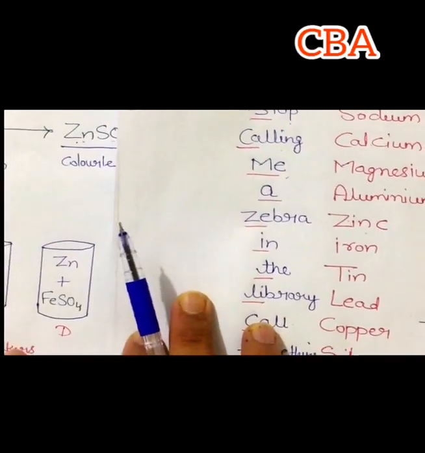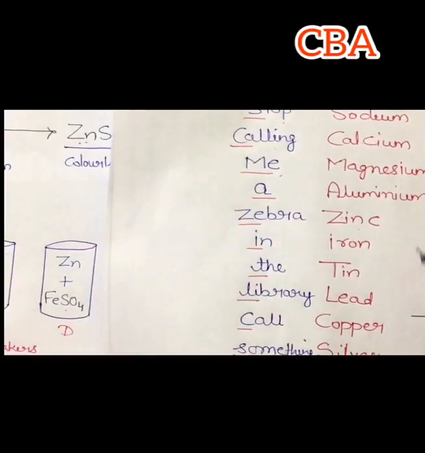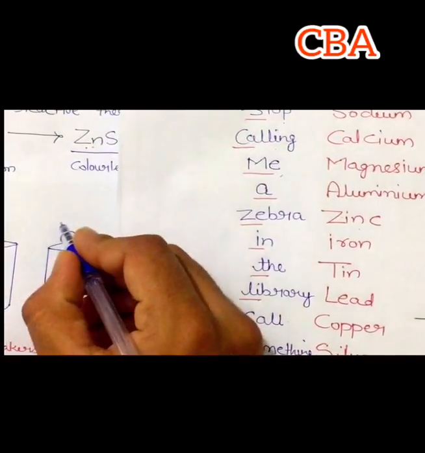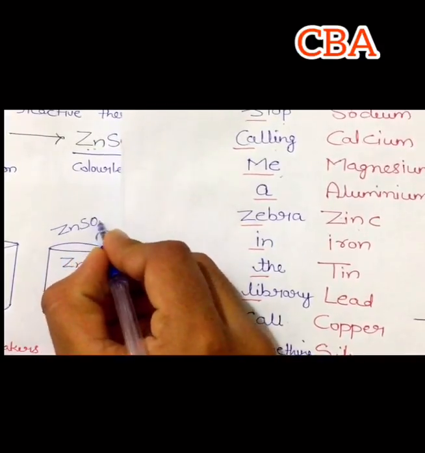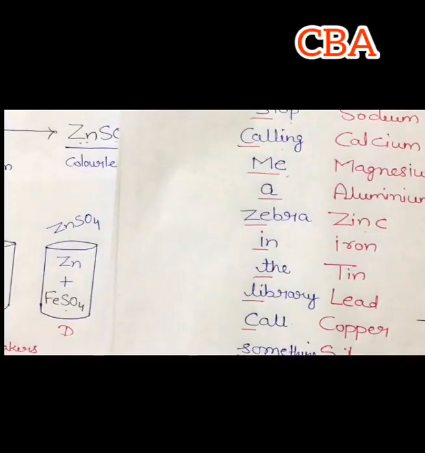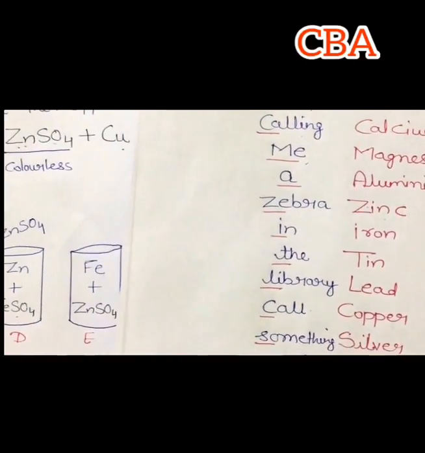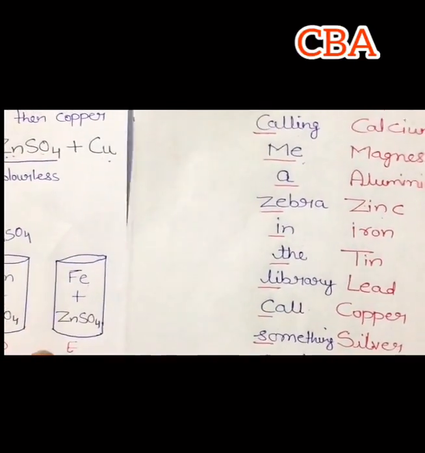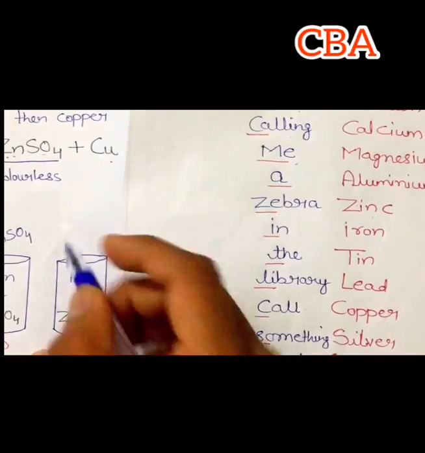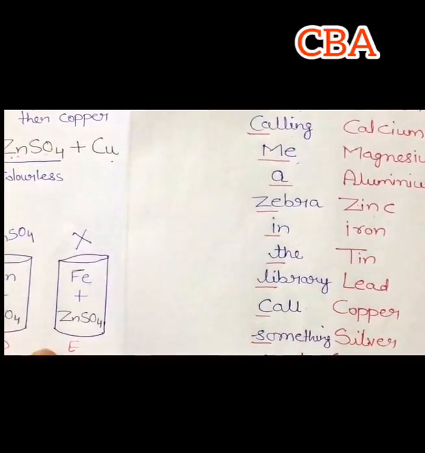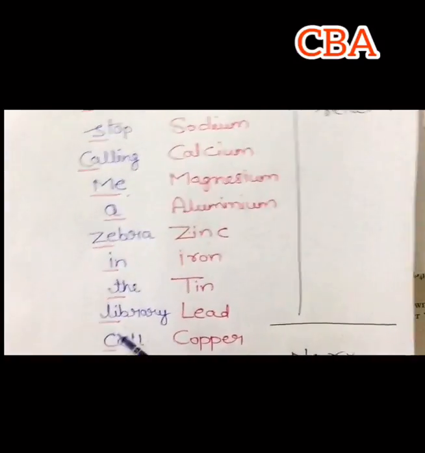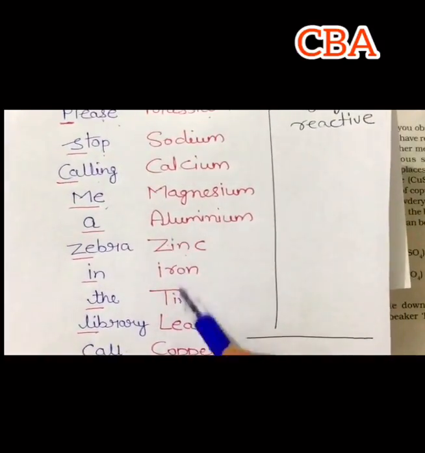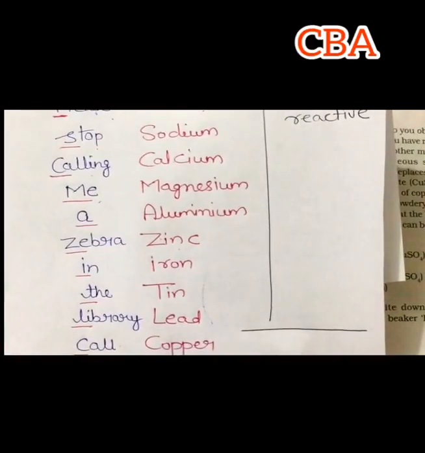If we talk about the next, that is the zinc and iron case, zinc is coming just upside of iron. So there will be a reaction taking place, forming ZnSO4. If we talk about the last beaker, iron and zinc, here there will be no reaction. So this is how, with the help of the activity series, we can check whether a substance is more reactive or less reactive and whether the reaction will proceed or not.